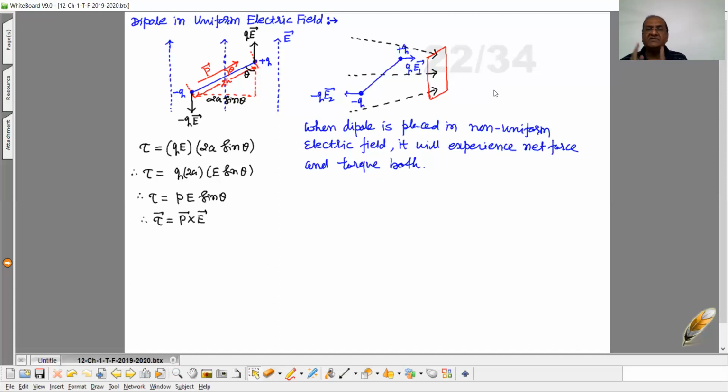So here some net force will be there, as well as some net torque will be there. And under the effect of this net force and torque, it will execute the translational as well as rotational motion. And rotational motion will be executed till it is aligned with the field. And once it is aligned with the field, then after that the translational motion will continue. Clear? So this one is the behavior of dipole in external field.